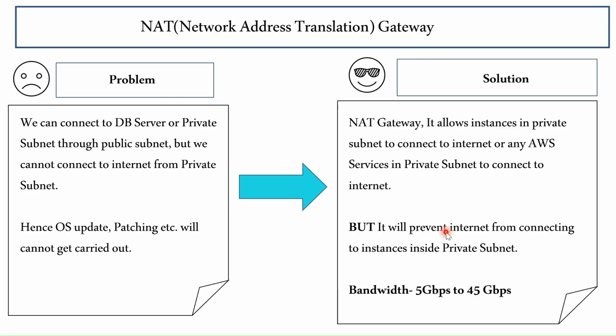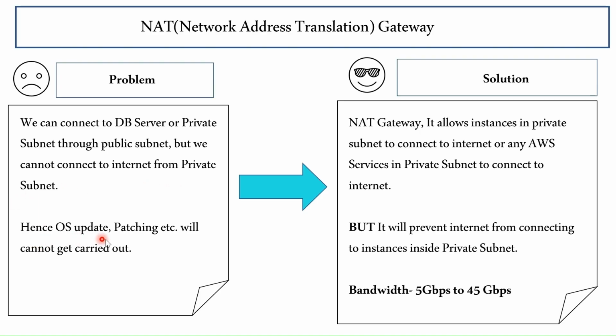So, the problem in the existing architecture is that we can connect to the DB server in the private subnet through the public subnet. That's fine because we have mentioned in the security group that all the traffic from the web server should come to our DB server. It should not come from any outside network. But we cannot connect to the internet from the private subnet.